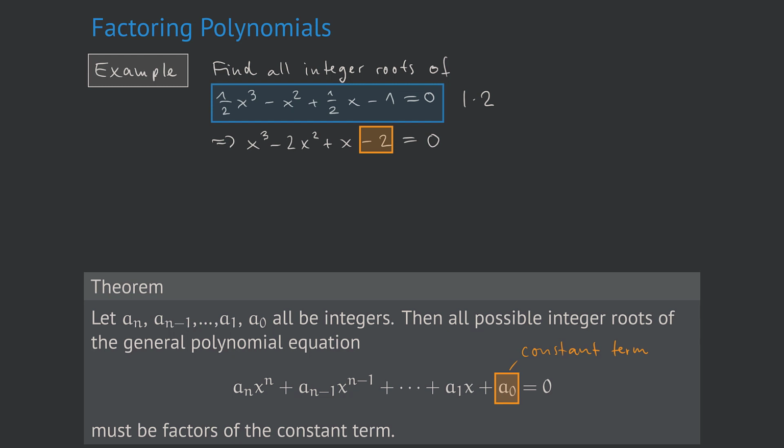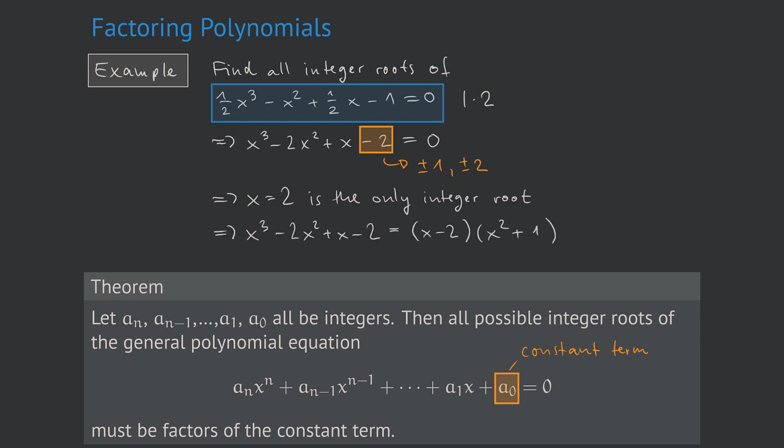Now we have to take the constant term, which is -2 here, and find all factors. These are ±1 and ±2. Now we test all these 4 possibilities by simply plugging them into the equation. Doing that, we find that x equals 2 is the only integer root. By factoring out the linear factor x - 2, which belongs to that integer root, using polynomial division, we find indeed that it is the only root, because that second expression doesn't have any roots in the real numbers.